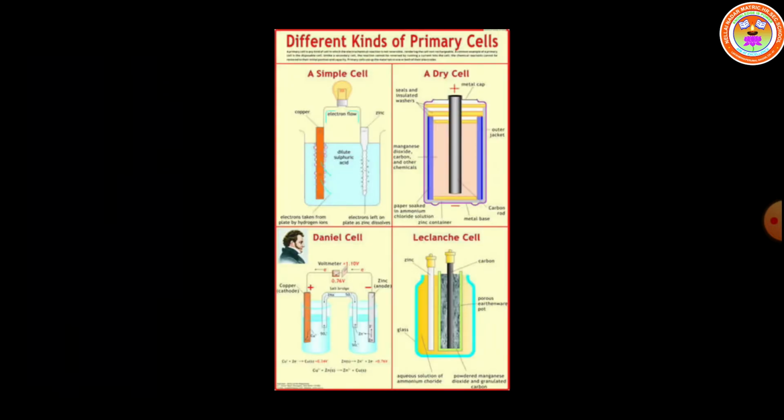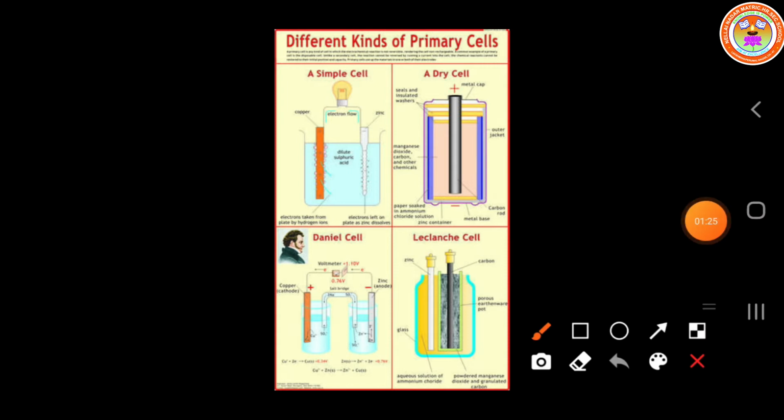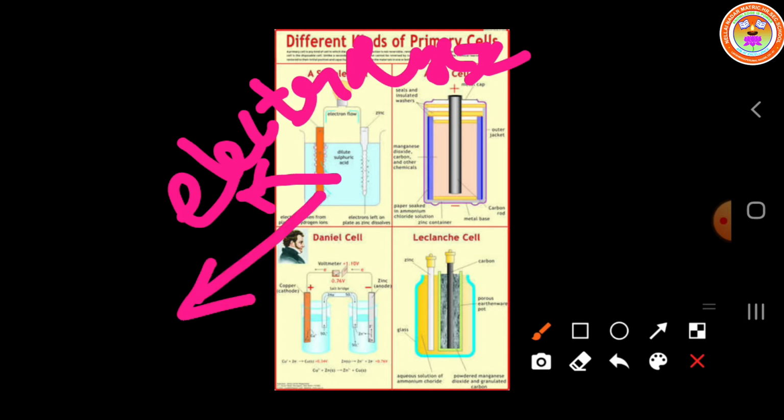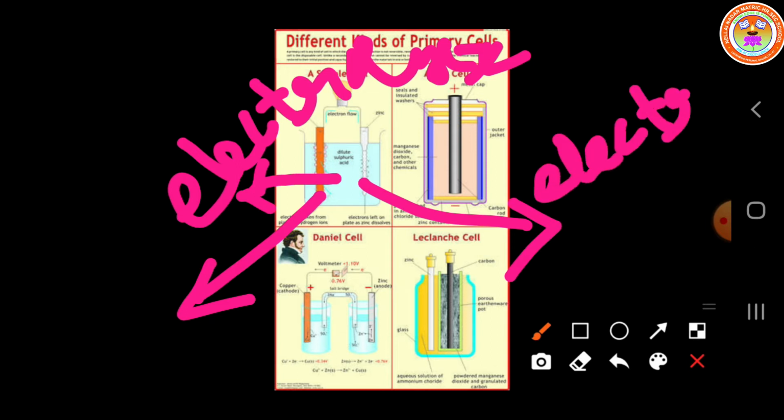Listen to me once again. A solution which produces positive and negative ions is used as electrolyte. So here we have an electrolyte. This solution is called the electrolyte. Whatever solution we have considered here, that is called electrolyte. Two different metal plates are inserted here. So here we have two different metal plates, which are called electrodes.